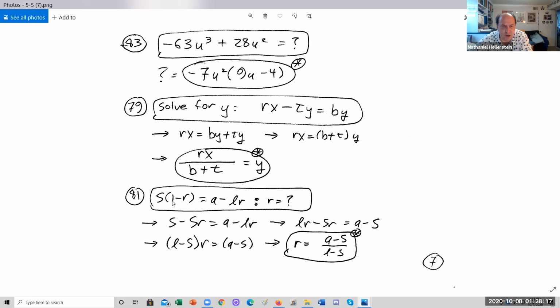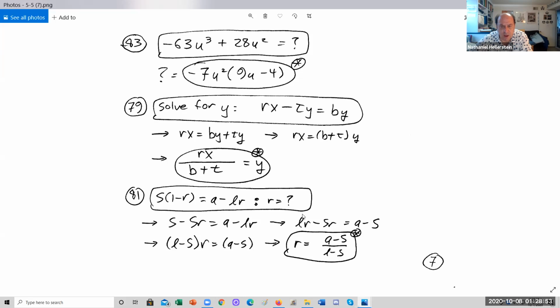Okay, the difficulty here is that, well, first of all, r is on both sides of the equation. And second, here r is inside a parenthesis. Well, okay, first step, we'll dissolve the parenthesis by distributing s over both terms. We get s minus s times r. That equals a minus lr. Okay, we're going to move the s to the right by subtracting it from both sides. Move the lr to the left by adding it to both sides. And what happens is you get lr minus sr equals a minus s.